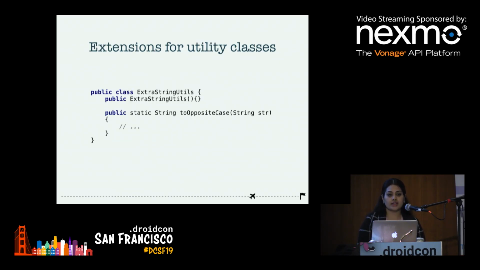You can also write extension functions for any of your utility classes. Let's say in Java, you have something called ExtraStringUtils, which contains a method, oppositeCase. It'll take a string, convert the lowercase letters to uppercase, and vice versa. So this is a static method in here. What you can do is create an extension function on String with this method.